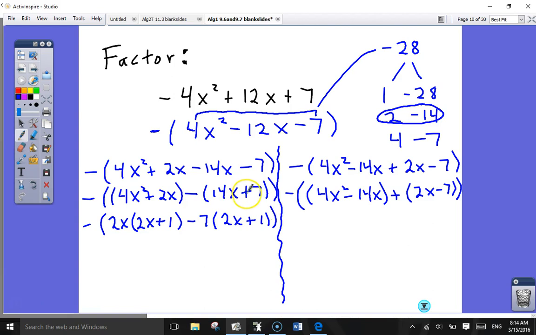If you forgot to flip the negative 7 to a positive 7, at this point you would have had 2x plus 1 in one and 2x minus 1 in the other, and you wouldn't be able to keep going. So if there's something different, it's probably for this reason. You're pretty sure the first set of parentheses is right, and the second set is wrong. Now we've got one more step. Since they both have a 2x plus 1, that'll go here. And what goes in the other set of parentheses? 2x minus 7.